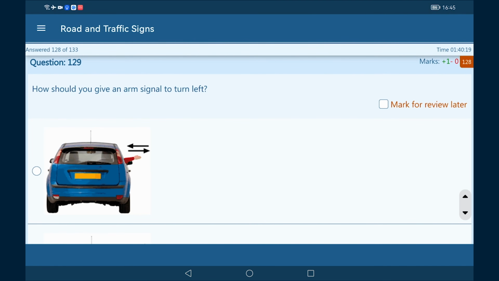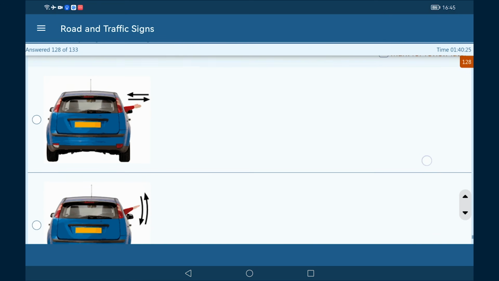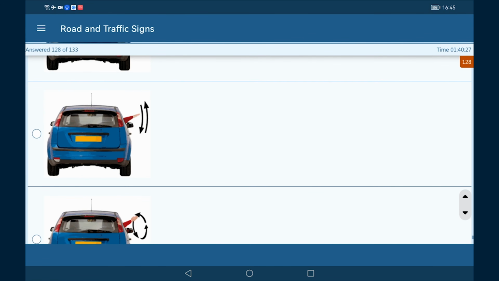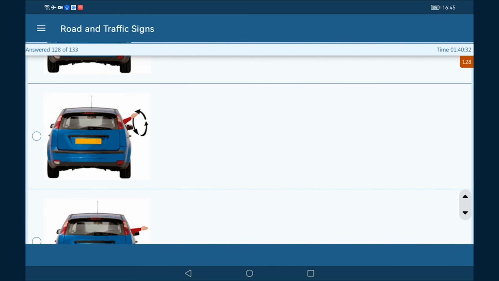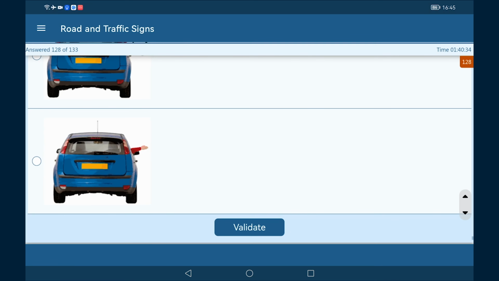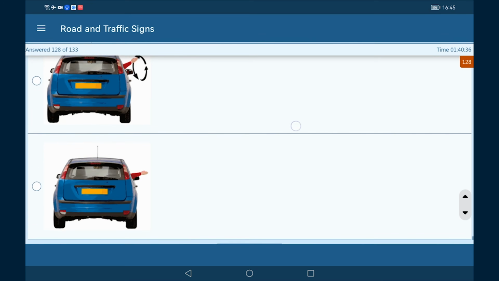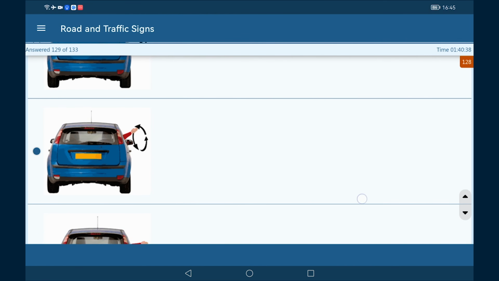129. How should you give an arm signal to turn left? Option 1. Image. Option 2. Image. Option 3. Image. Option 4. Image. The correct answer is option 3.